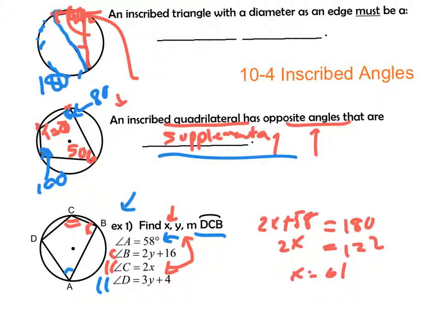D would be like the double arc here. These two have to total 180 also. So I'm running out of room, so I'll kind of go up here. So 2y, that's b, plus 16, plus d, which is 3y plus 4, equals 180. So 2y and 3y is 5y. 16 and 4 is 20.